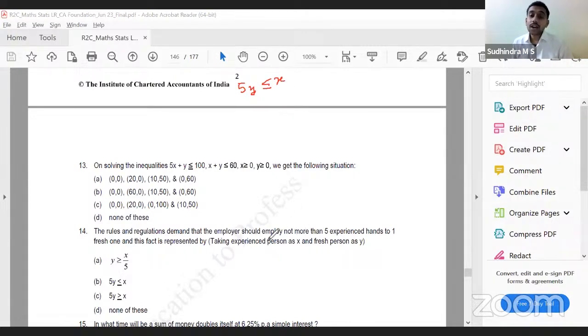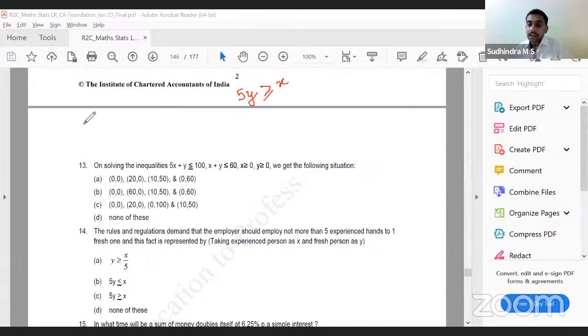No, because they are telling you cannot employ more than 5 experienced hands for every one fresh one. Correct? For every one fresh. So for every one fresh, you can have at the most how many experienced? 5 experienced hands. That means 5 times the fresh ones. Can it be less than or equal to experienced or more than or equal to experienced? It has to be greater than or equal to the experienced hands.